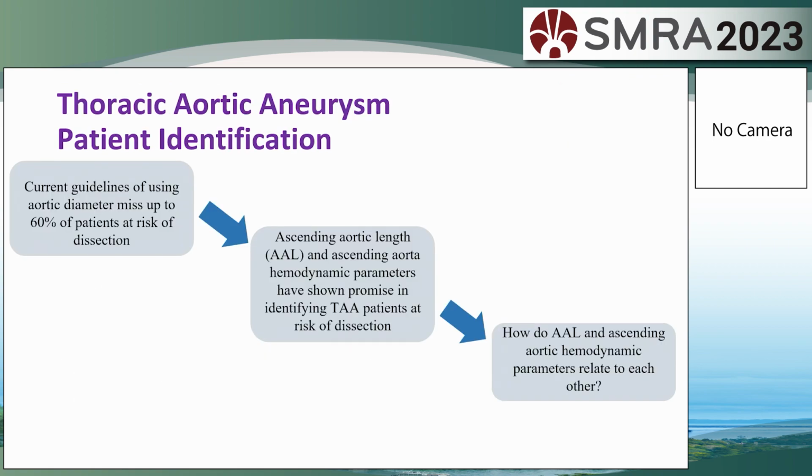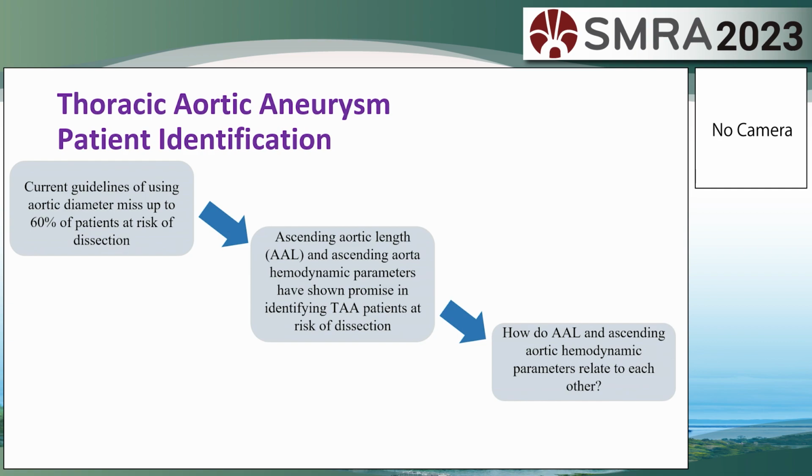The current guidelines for intervention revolve around measuring aortic diameter, and these guidelines have been estimated to miss up to 60% of patients that are at risk of acute type A dissection. Recent research has shown that ascending aortic length and ascending aortic hemodynamic parameters may be more promising tools by which to identify these thoracic aortic aneurysm patients that are at risk of acute type A dissection.